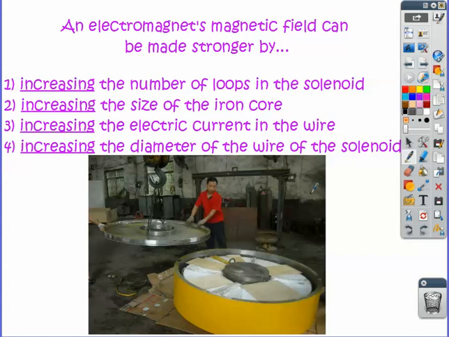The last thing we can do is use thicker wires. Increase the diameter of the wire that makes up the solenoid, and that will also give us a stronger electromagnet. So we can do any one of these 4 things, or any combination. We can do 3 of them or 4 of them to get stronger and stronger electromagnets. This is why we can get electromagnets that are super, super strong.